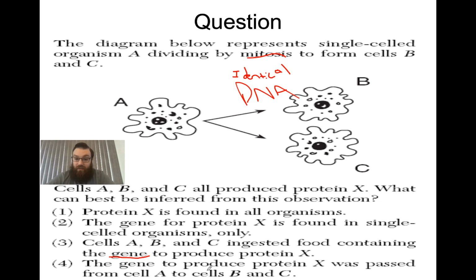Okay, the gene to produce protein X was passed from cells A to B and C. Okay, so this is the correct answer. And the reason why is because this has a copy of the gene for protein X, and because they share identical genomes, okay, the offspring will also have it.